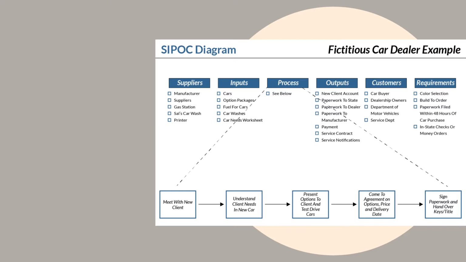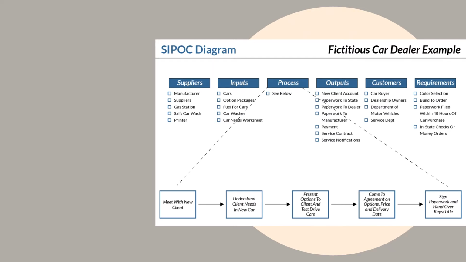For example, in coming to agreement on the price and option, and before you deliver, of course, you need the payment. You need to generate the contract, which means these are all parts of the output. The continuous service delivery or notification, and the other paperwork, and of course the account from the client. The client itself serves as the customer, the buyer of the car. Later on, as word of mouth, other clients, the service department, the dealership owners, and the department of motor vehicles. And part of this will be a consideration on the requirements as well.